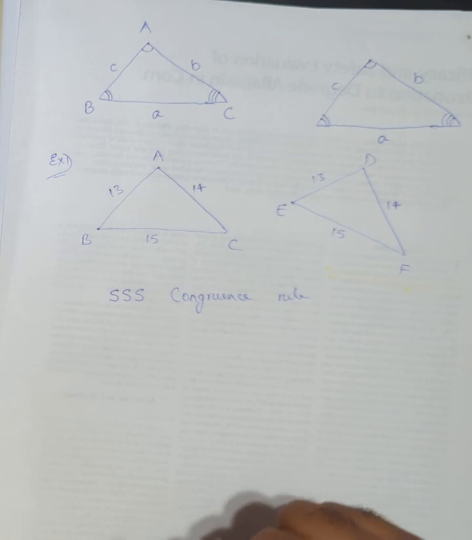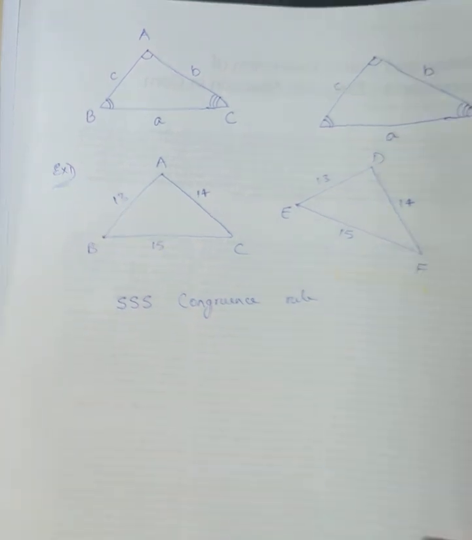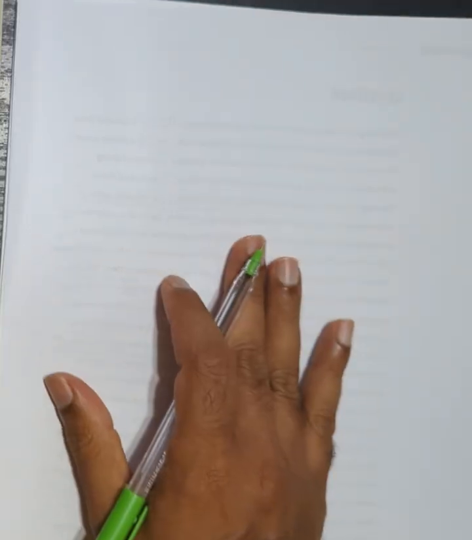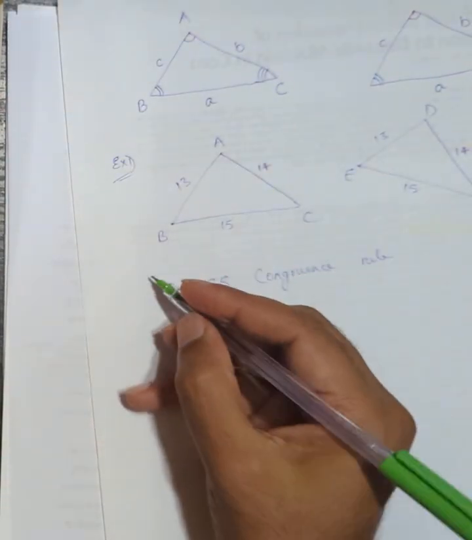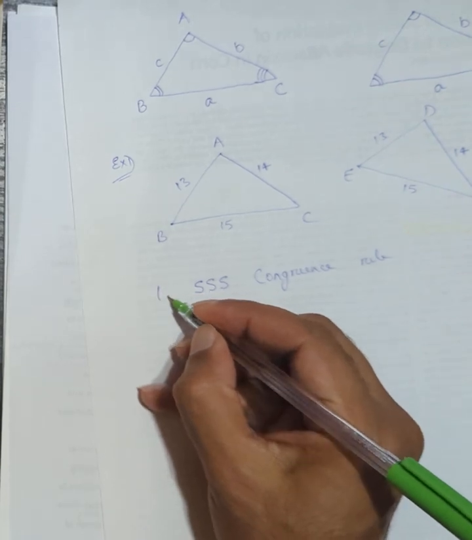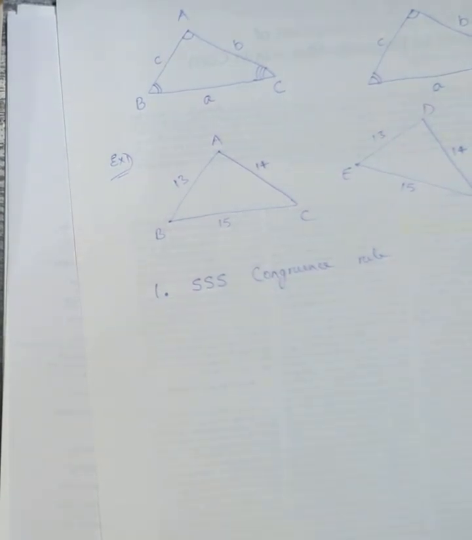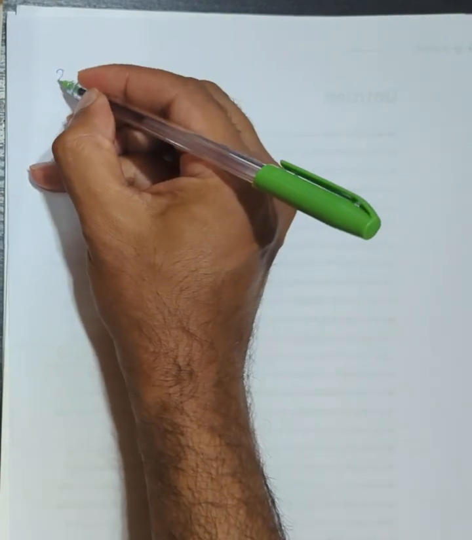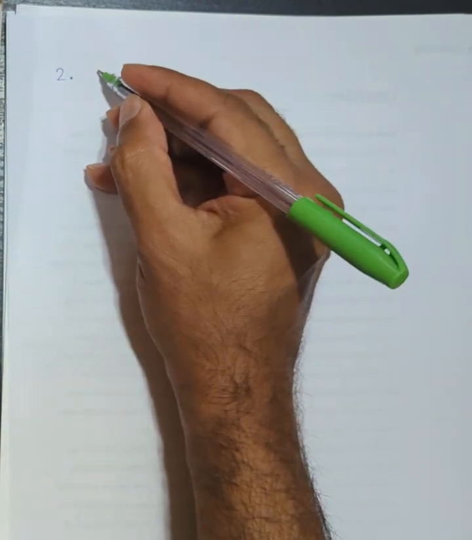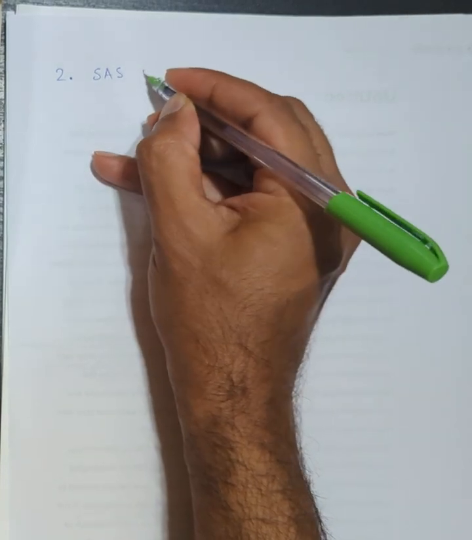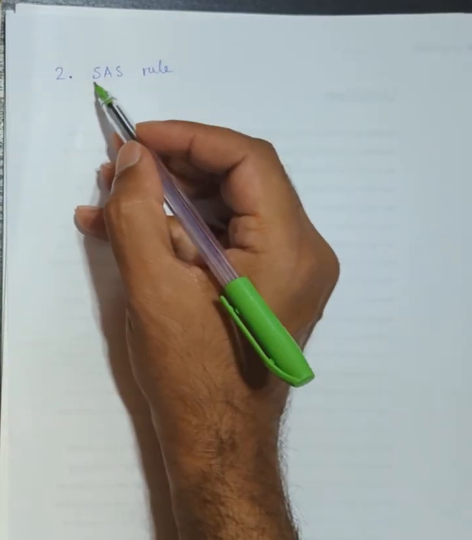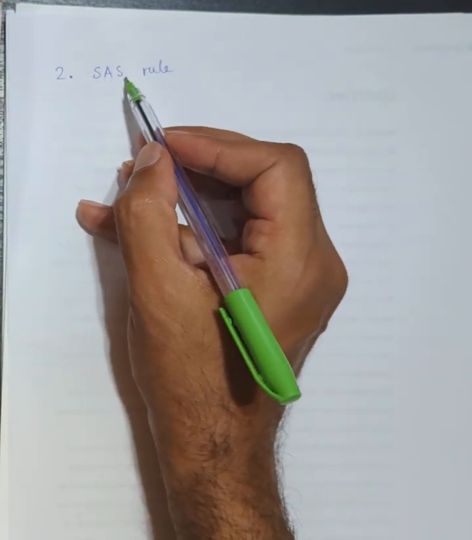Now there are a few other congruence rules. The next one we will talk about is, so let's go ahead and number these congruence rules. The first rule we mentioned is SSS. The second rule we will say is SAS rule. And SAS stands for side, angle, side.